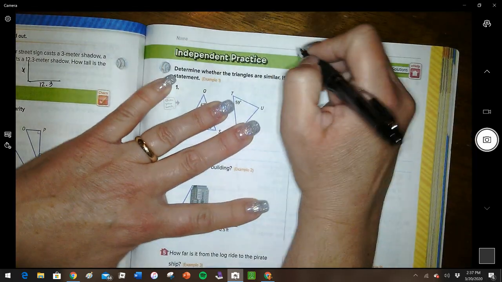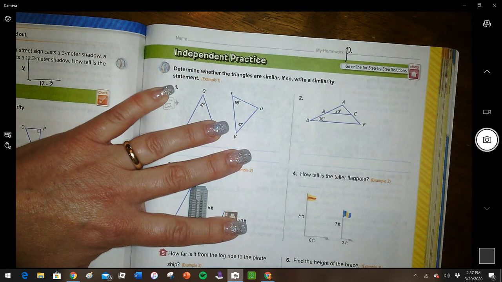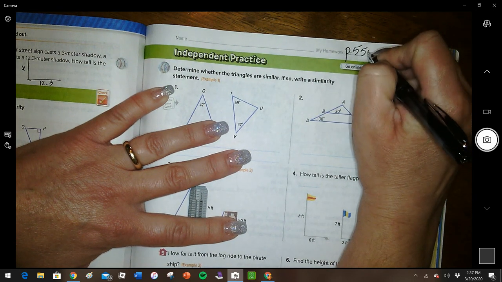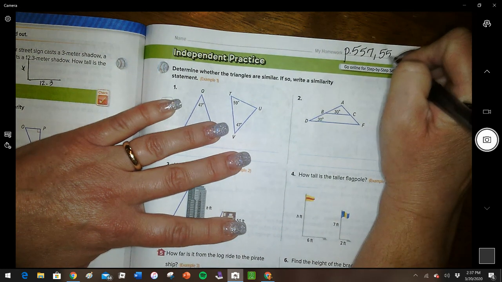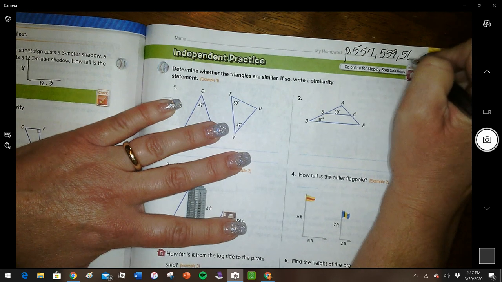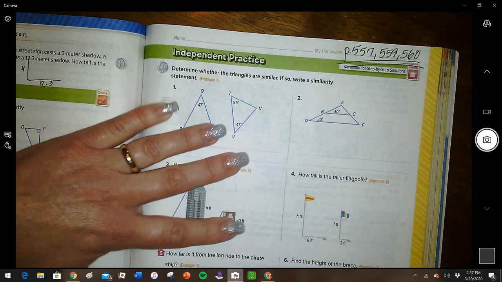Isn't that funny? All right, so your homework is page 557. You can skip page 558, then do page 559, and then page 560.